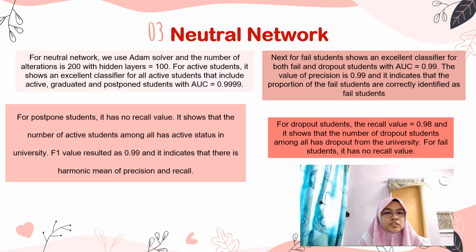Next, the failed students also show an excellent classifier for both failed and dropout students with an AUC equal to 0.99. The value of precision is also equal to 0.99 and indicates that the proportion of the failed students are correctly identified as failed students. For dropout students, the recall value is equal to 0.98 and it shows the number of dropout students among all who have dropped out from the university. For failed students, it has no recall value. For the F1 value, each resulted in 0.99 and it shows the harmonic mean of precision and recall.